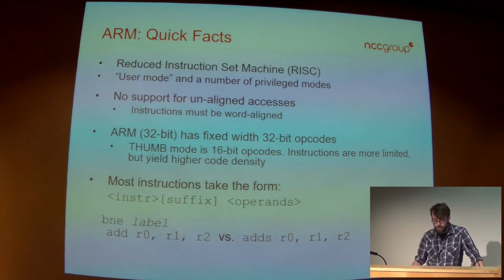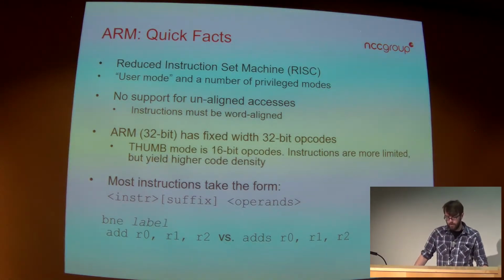ARM is a reduced instruction set machine, meaning simpler instructions as opposed to CISC. I believe x86 is technically CISC, and ARM is technically RISC. There is a user mode and other privileged modes, which you don't have to worry about too much, but there's no support for unaligned access.